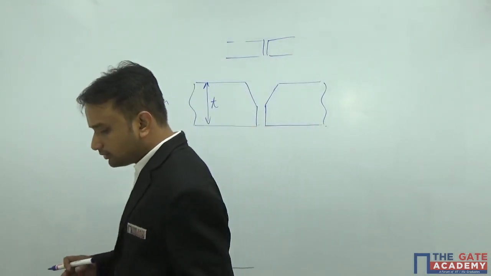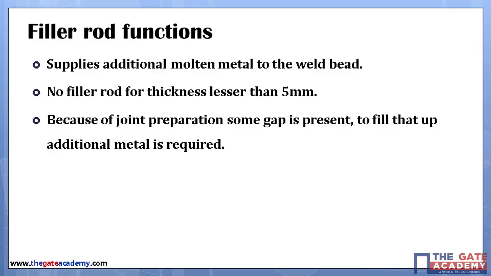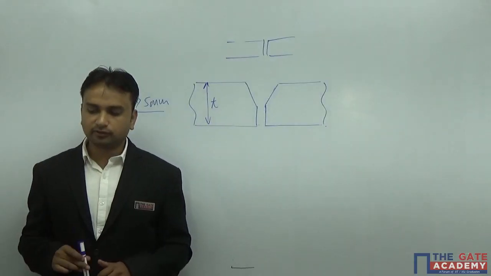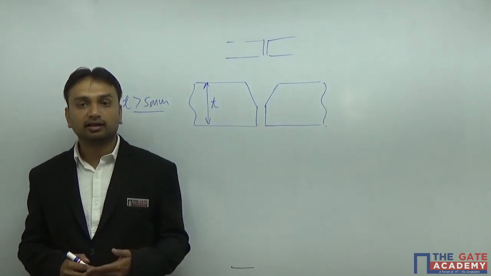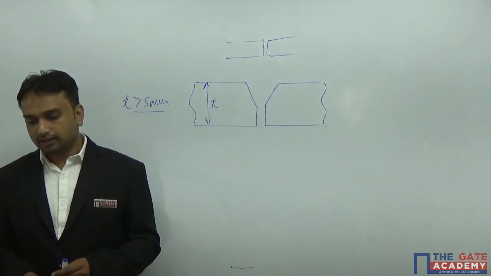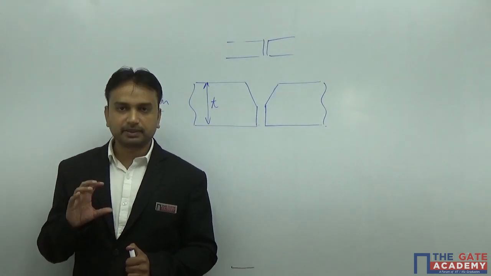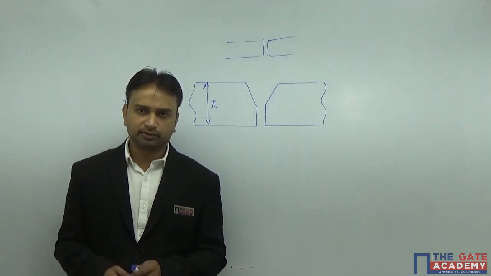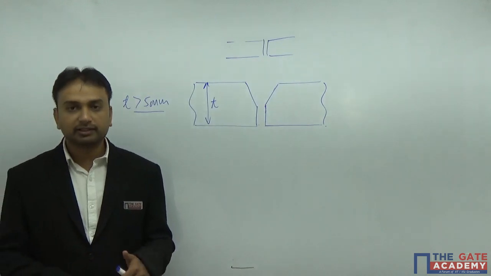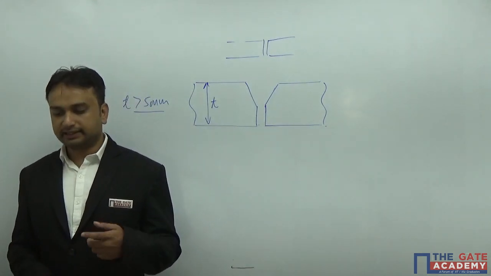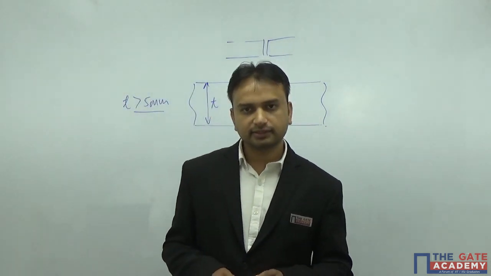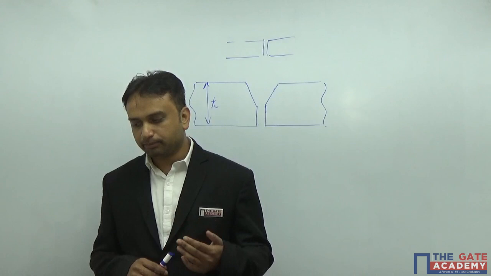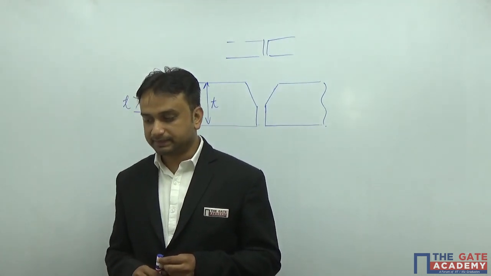Yes. So let us see the functions of the filler rod. It supplies additional molten metal to the weld bead. Very good, we have understood. No filler rod for thicknesses lesser than 5 mm. Just now we discussed that only for thicknesses greater than 5 mm we use that. And because of the joint preparation, some gap is present. To fill that up, additional metal is required. You have understood it. Now what are the properties of the filler rod? Let us have a look. The density of filler rod must be equal to the density of parent metal. Yes, you agree? Yes. And the melting point of filler rod must be lesser than the parent metal.